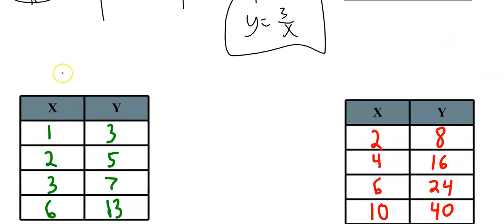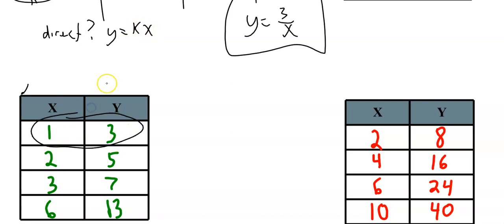So look at this one over here on the left. X is increasing, y is increasing, so it might, I say might, be direct. So let's just test it. The equation is y equals kx. Plug in maybe that first point there, so you get 3 equals k times 1, so k equals 3. Wow, that's weird. Okay, let's try the second point and just see.